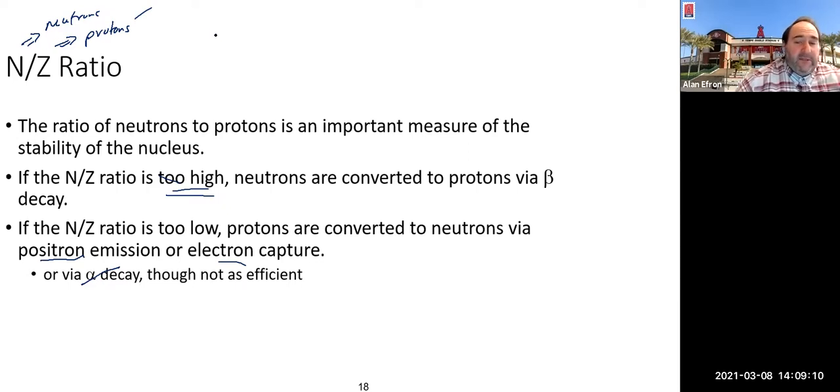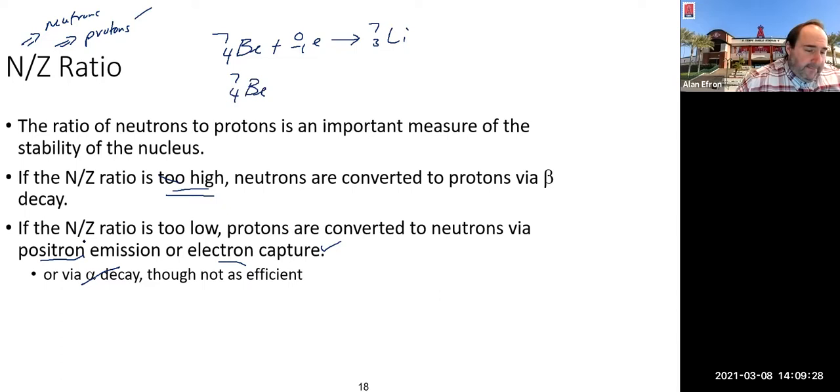If we look at the one we just did, which was this guy here, our beryllium, with our electron capture, gives us 7, 3, and lithium. So that's an electron capture. If I did my same beryllium, but did a positron emission, that means I would end up with this, which would then be 3 and 7 and lithium.